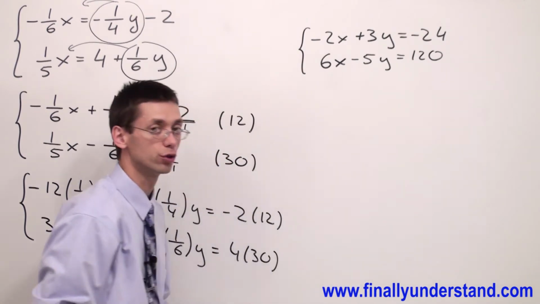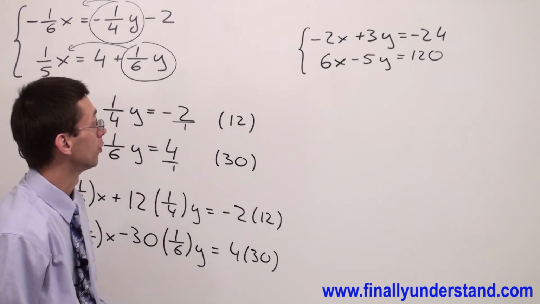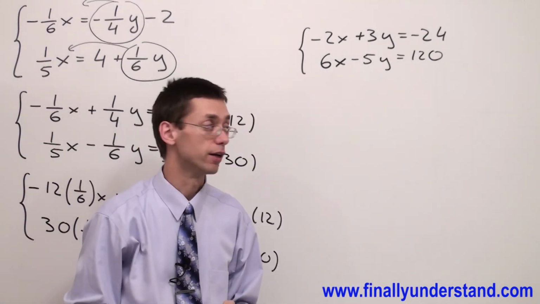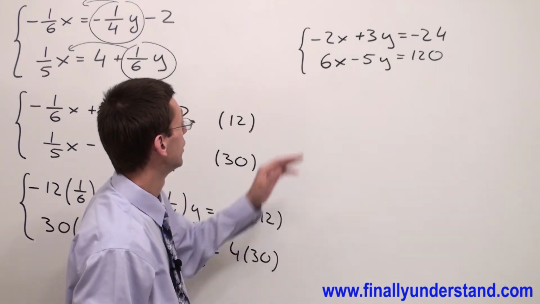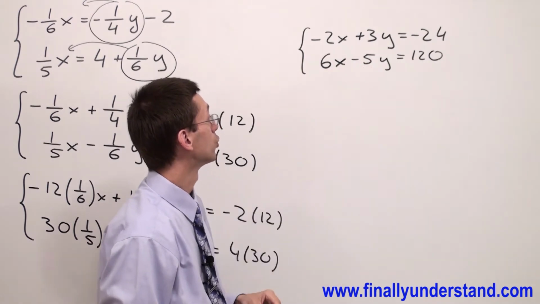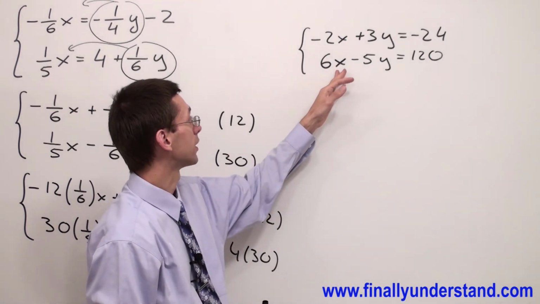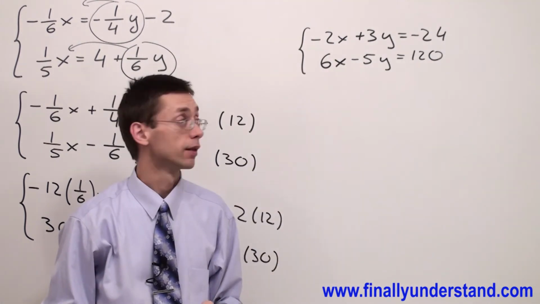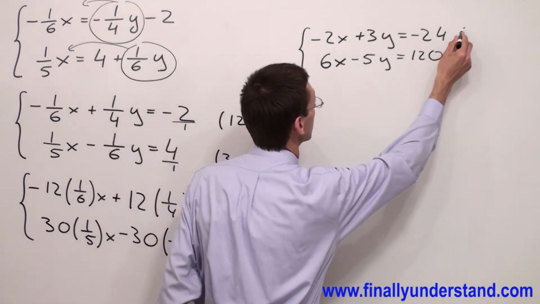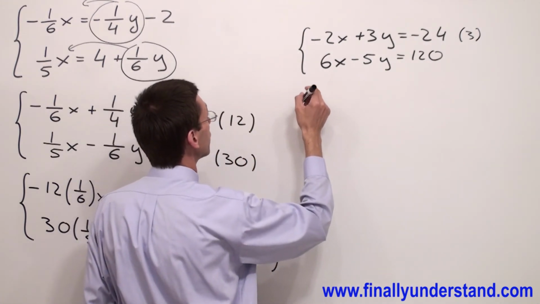Now, we're supposed to use the addition-subtraction method. So look at the coefficients of x and y. We have negative 2, we have 6, we have 3 and negative 5. So what can we do? We can eliminate x by multiplying the top equation by 3. And let's take a look at what I'm going to have.